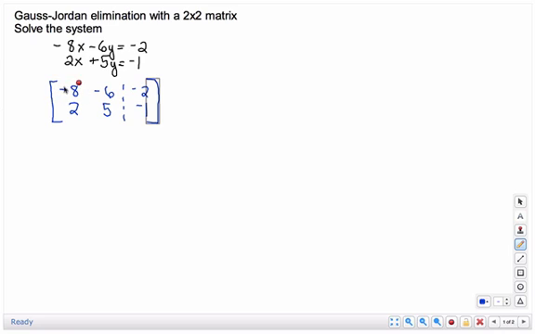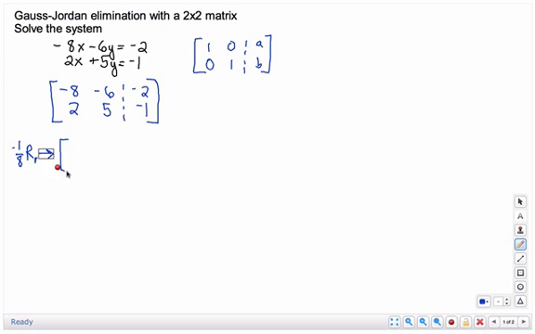So what can you multiply -8 by to make this equal to a 1? I'm going to just put this up here, so our goal is to make it look like this. So you can multiply this by a -1/8. So a -1/8 times row 1. That's what we're going to do.